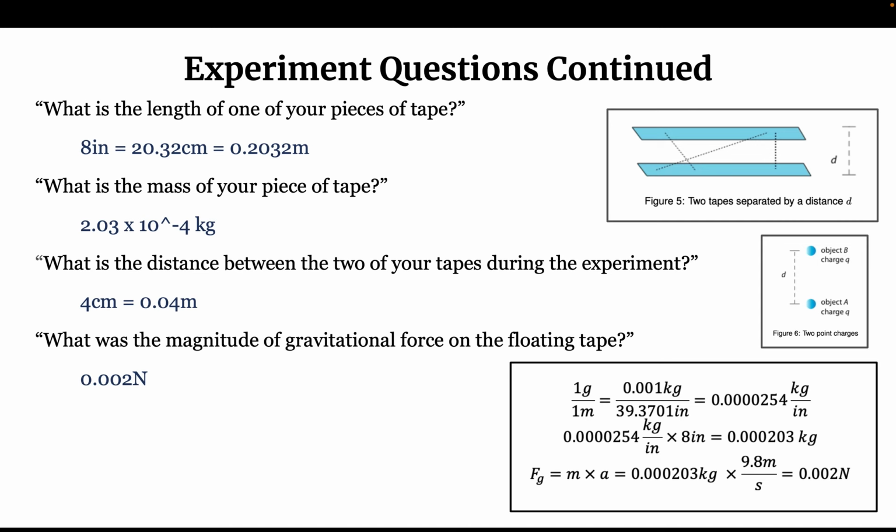Some mathematical questions. Our tape was 8 inches or 0.2 meters roughly. The mass was found through unit conversion and a given statement. The distance that was measured with a ruler, and I said it was about 4 centimeters or 0.4 meters. The magnitude was found using F equals ma, which is 0.002 newtons.